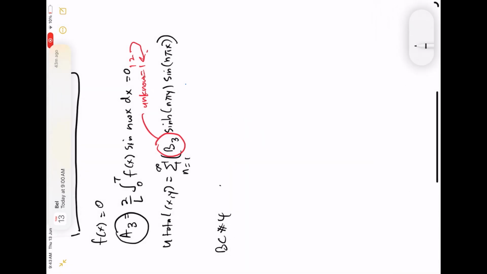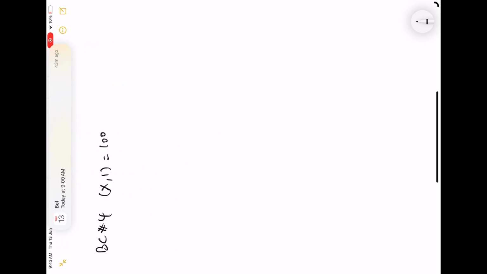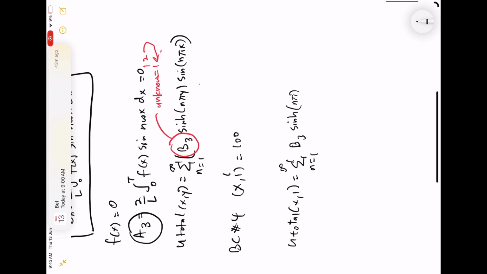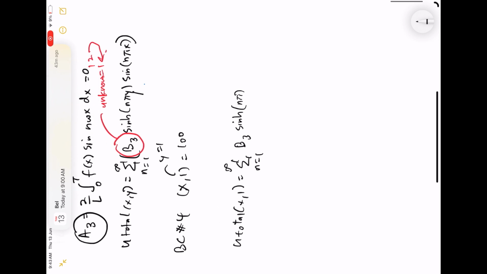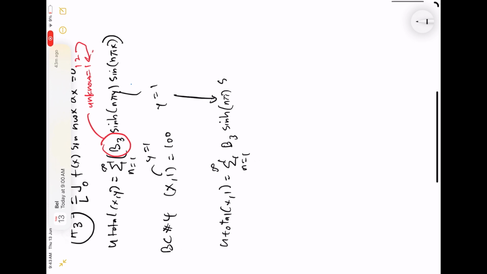At x equal to 1, it's equal to 100. Okay, so our u total now is equal to the summation, because the value of our answer is in n, so we need to put this summation, b3 sine n pi, because now our value of y is equal to 1, right? So we replace y with 1, so we have n pi now, and then sine n pi x. So this is equal to 100. So our f(x) is 100.